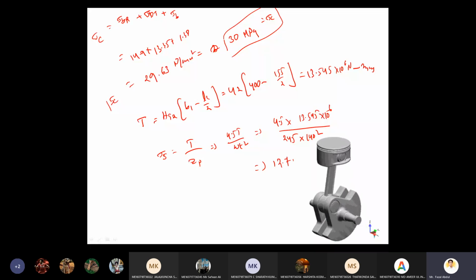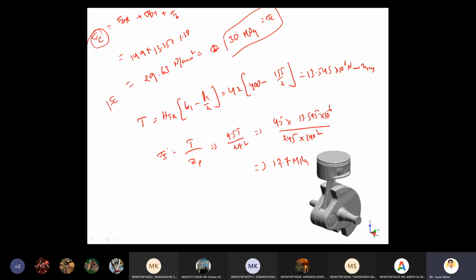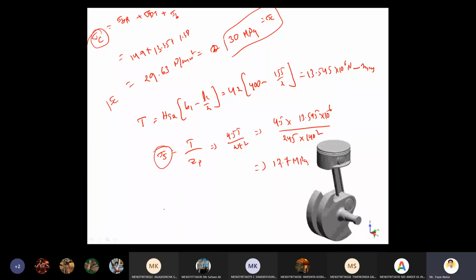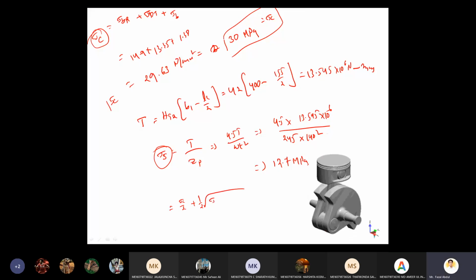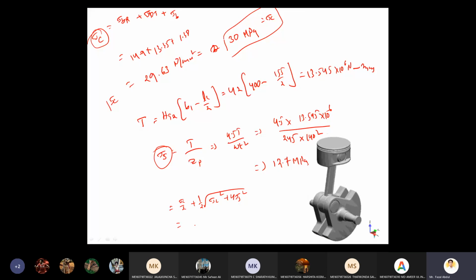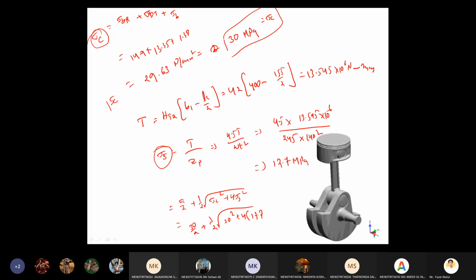12.7 megapascal. Now see here, we got the total compressive stress and the shear stress. Now we have to find the maximum principal stress. Maximum principal stress is sigma c by 2 plus 1 by 2 square root of sigma c square plus 4 shear square. Sigma c value we got as 30, so 30 by 2 plus 1 by 2 square root of 30 square plus 4 into 12.7 square. Now how much is this? Do it first.